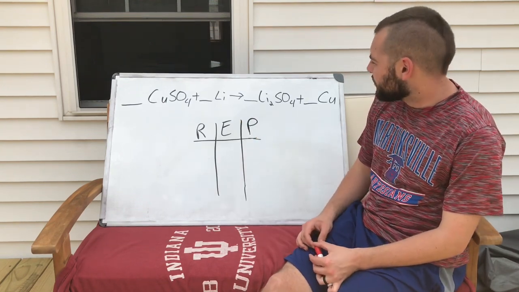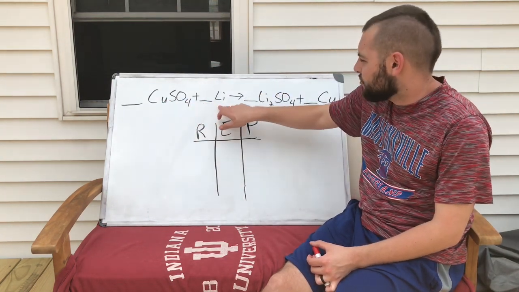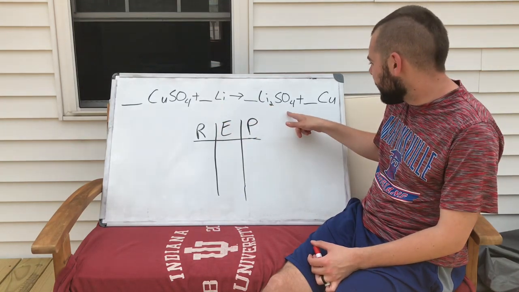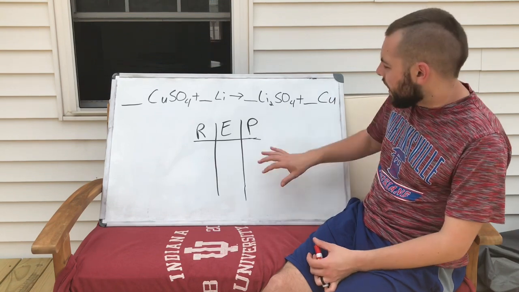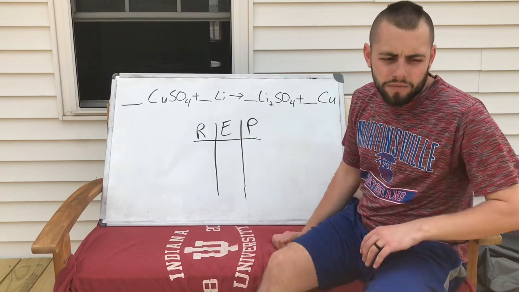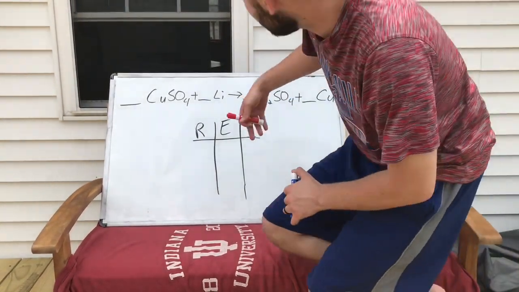So looking at this reaction, I've got copper 2 sulfate reacting with elemental lithium. It's gonna make lithium sulfate and elemental copper. I've already gone ahead and made my rep table here. Let me grab some more colors. I still need to fill it in though.